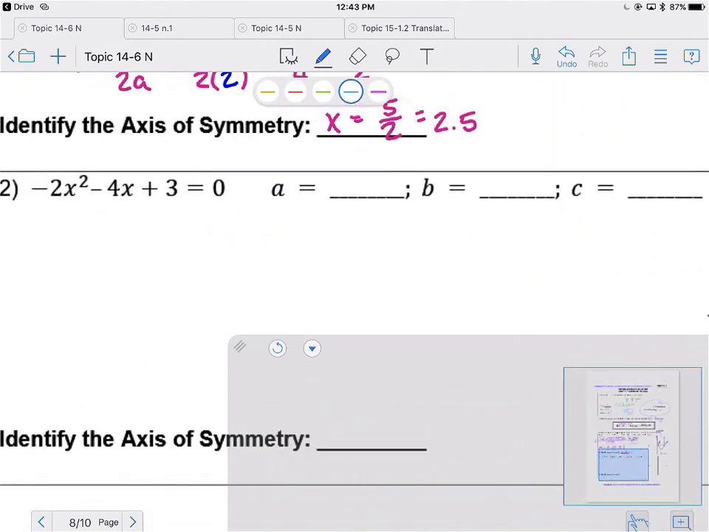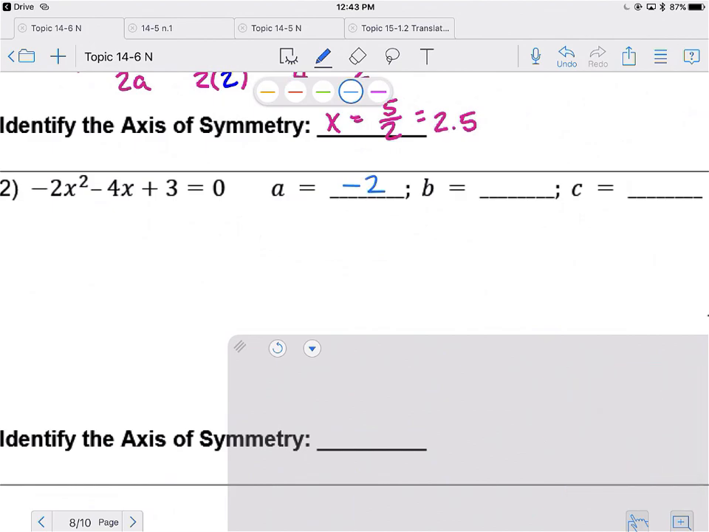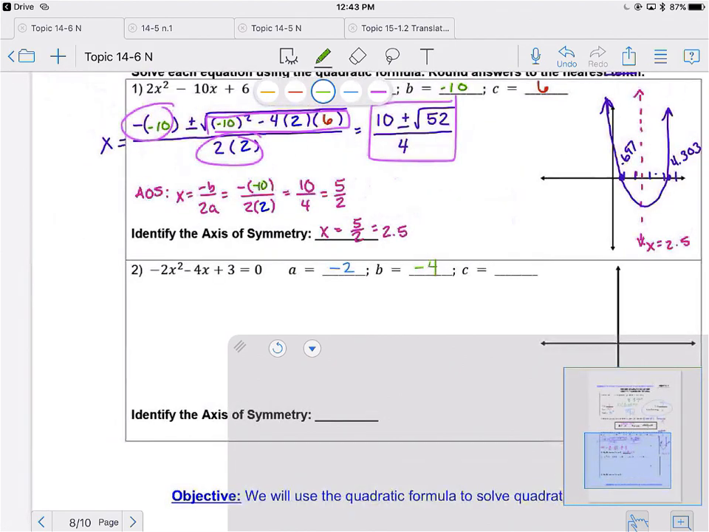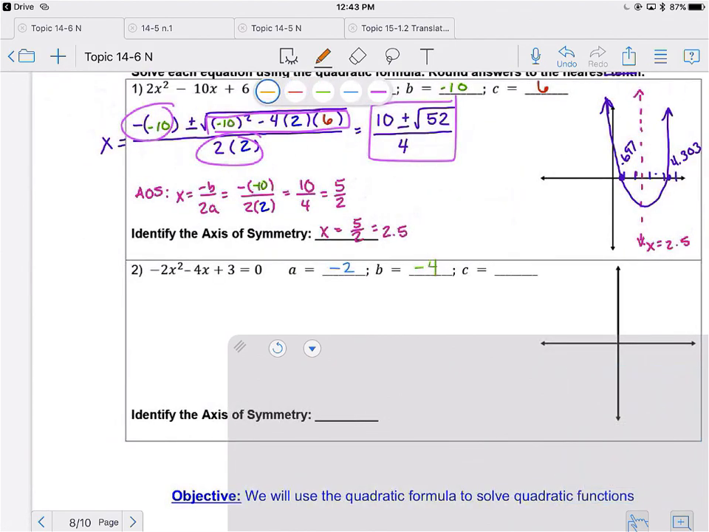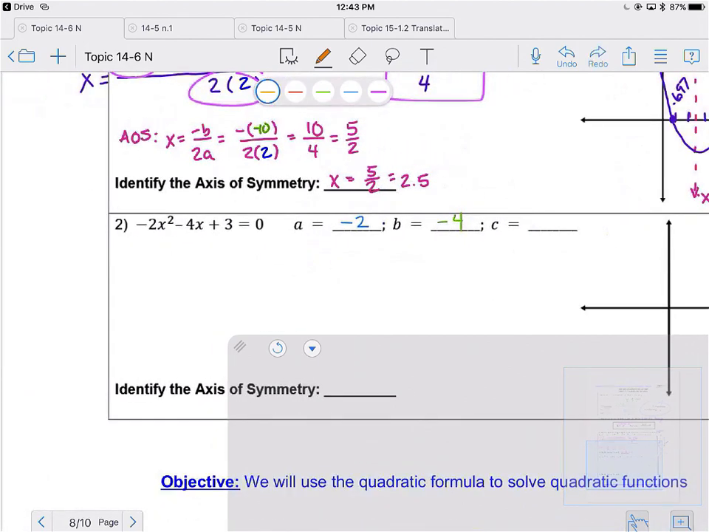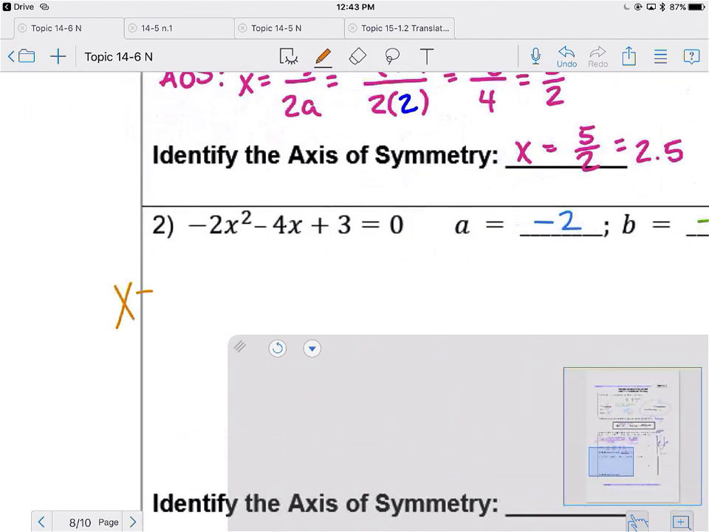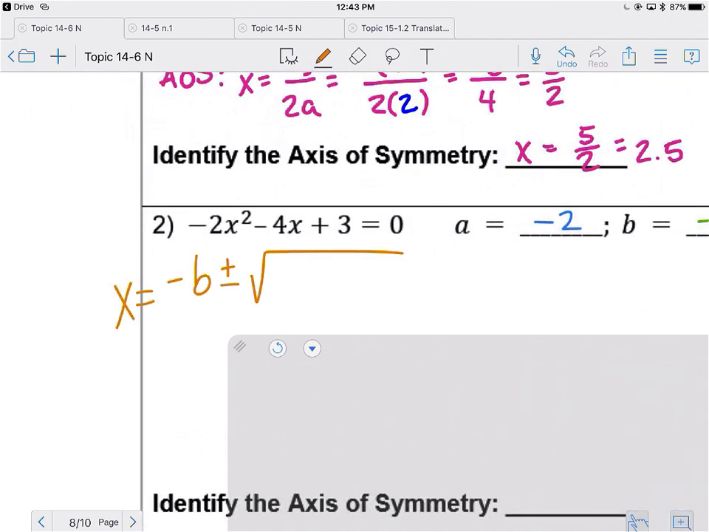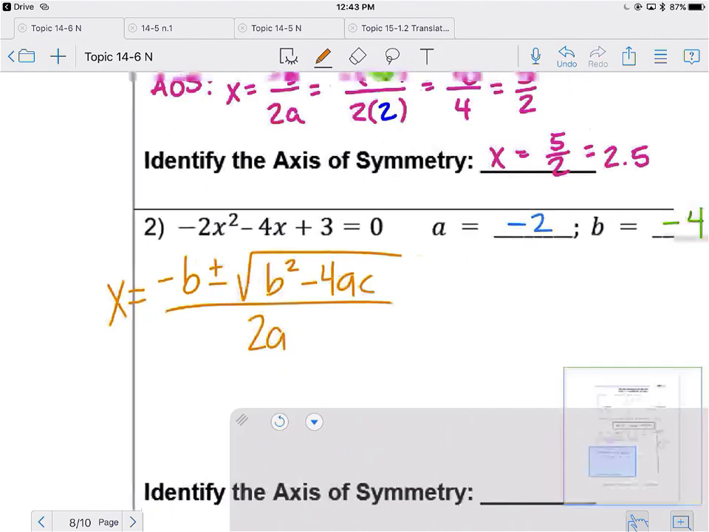A is my number in front, so A is negative 2. B is my middle number, negative 4. And C in red is 3. So we're plugging in the opposite of b plus or minus the square root of b squared minus 4ac all over 2 times a. So again, this is listed. You do not have to memorize it.